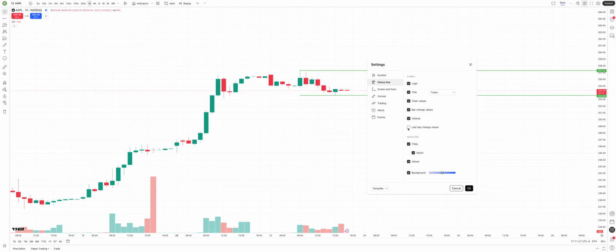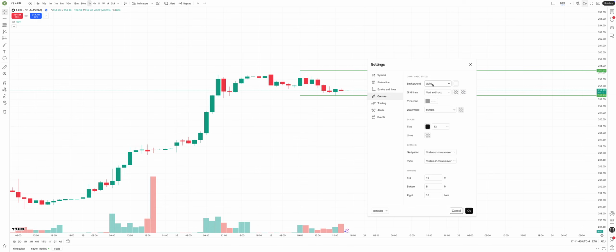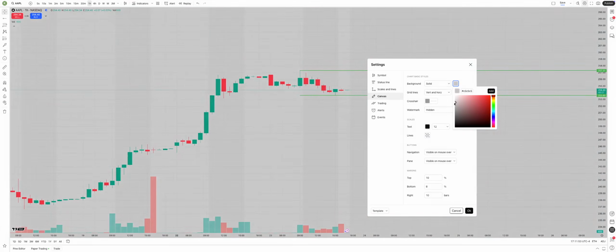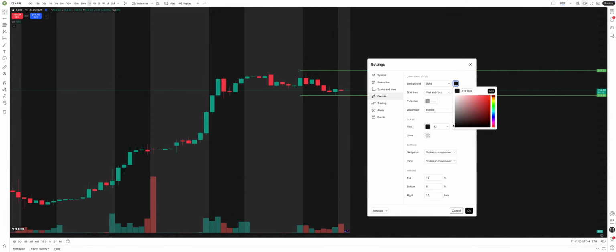You can also see the previous day's change, which I don't actually like. I actually turn inputs off for my indicators, which we'll get to later, but it just creates some noise for the indicators here. And then, the canvas: I actually like a solid, almost black background, so I click this plus button here, and then I like to give it almost like a dark color, just like so.